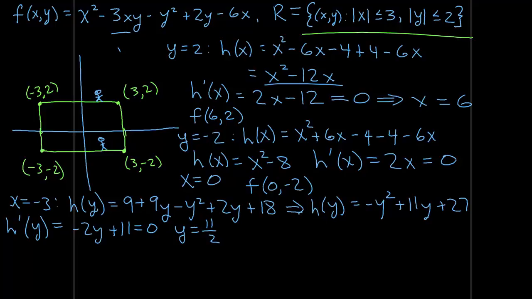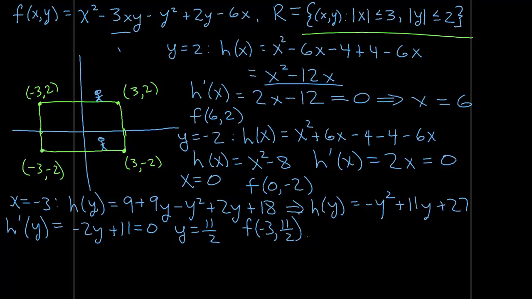Now, as long as I'm not making any mistakes here. But so here's what we've got. We've got to find this point, f of negative 3, 11 halves. Okay, we've got one more line to consider, and that's when x is equal to positive 3.